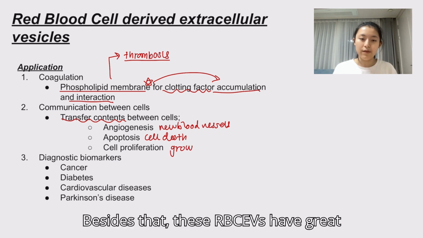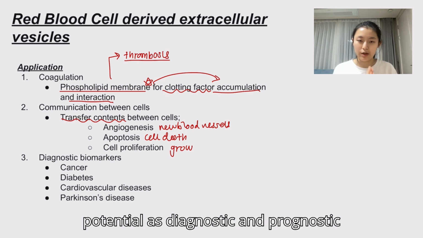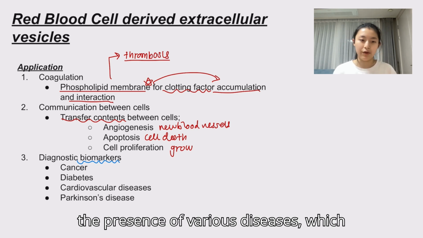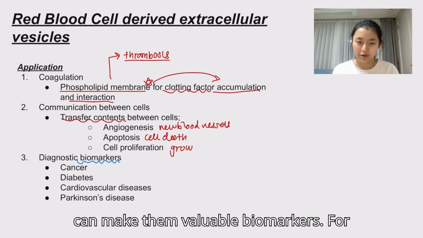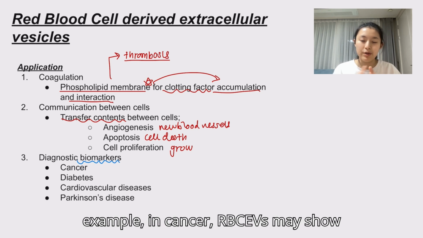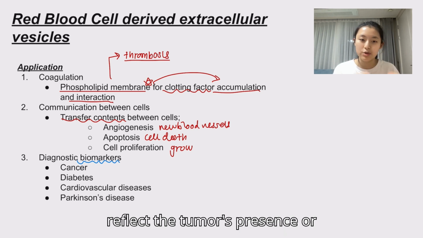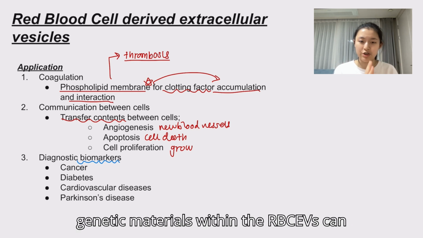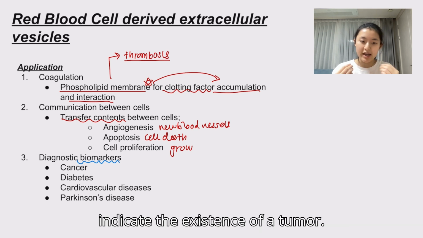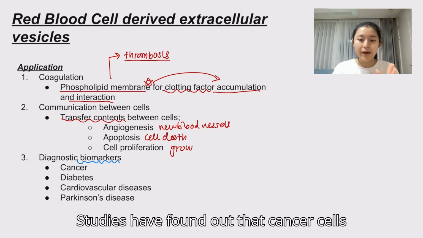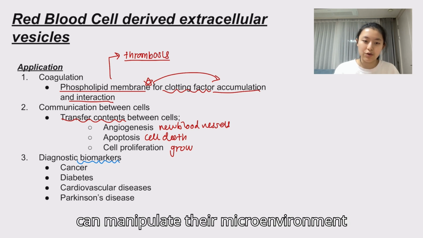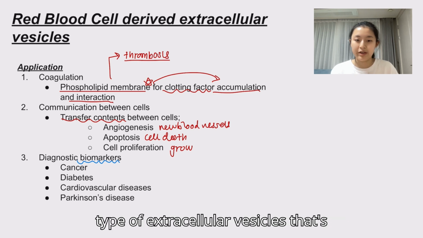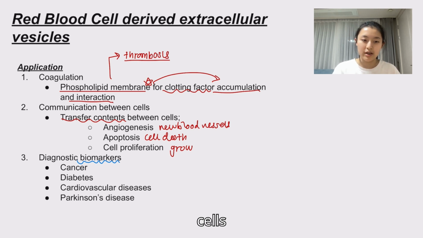Besides that, these RBC EVs have great potential as diagnostic and prognostic biomarkers. The levels and the content of these RBC EVs can vary significantly in the presence of various diseases, which can make them valuable biomarkers. For example, in cancer, RBC EVs may show altered levels and compositions that reflect the tumor's presence or progression. For instance, the presence of certain cancer-specific proteins or genetic materials within the RBC EVs can indicate the existence of a tumor. Studies have found out that cancer cells can manipulate their microenvironment and their circulatory system, which leads to changes in the amount and the type of extracellular vesicles that are released, including those from red blood cells.